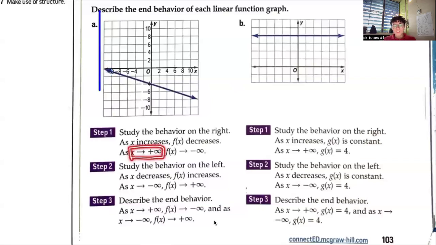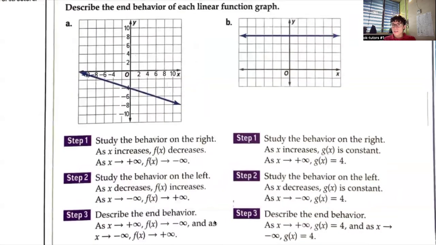When x tends to positive infinity, f of x tends to negative infinity. And when x tends to negative infinity, f of x tends to positive infinity. So this is going to be the end behavior for the graph, the end behavior of both sides of the graph.